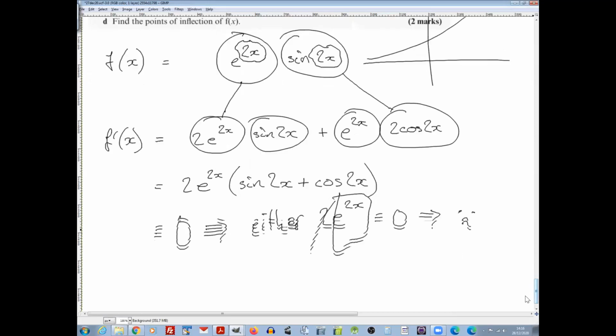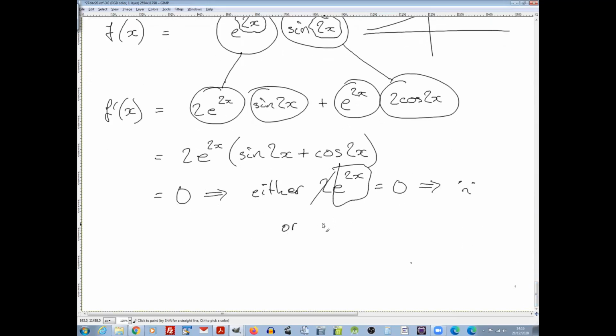Right, okay. Or sine 2x plus cos 2x is equal to 0, in which case sine 2x equals minus cos 2x. In which case sine x equals minus cos x. True. No, sorry, not true.